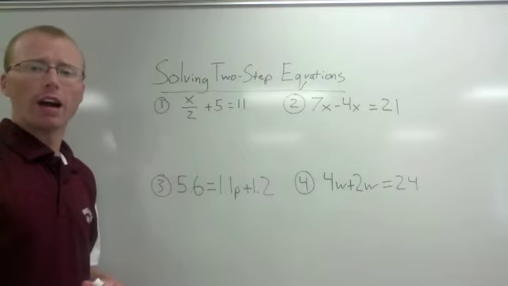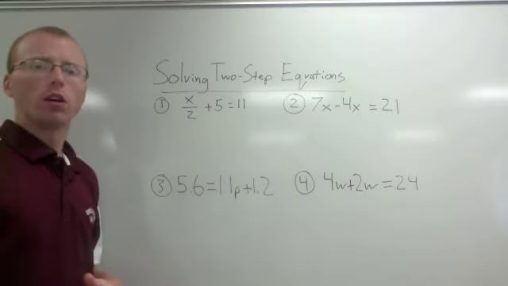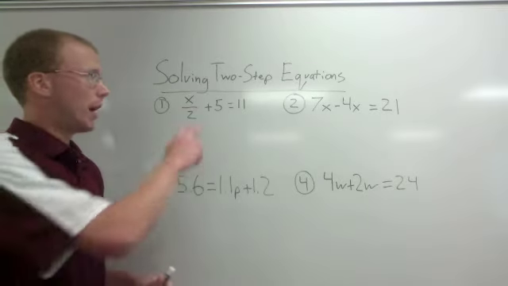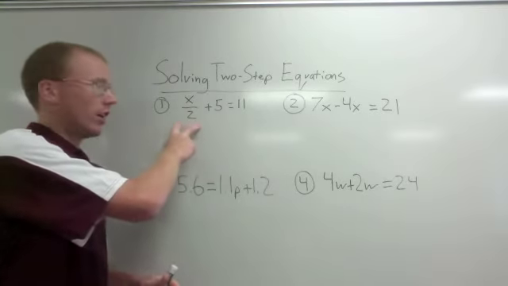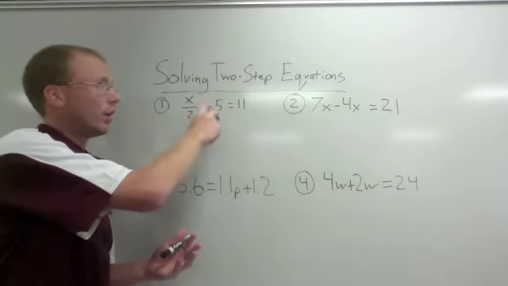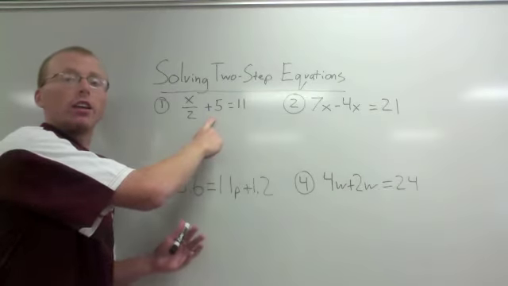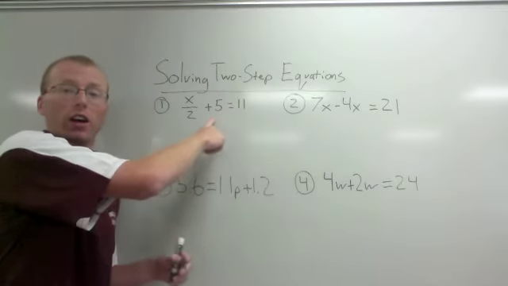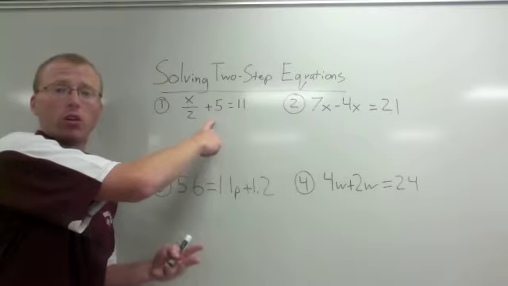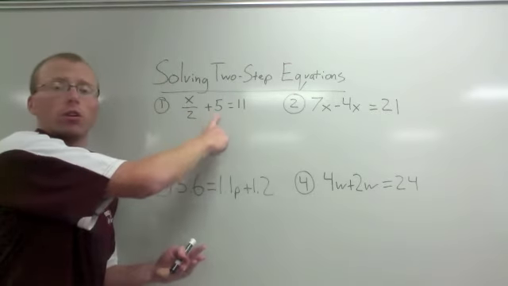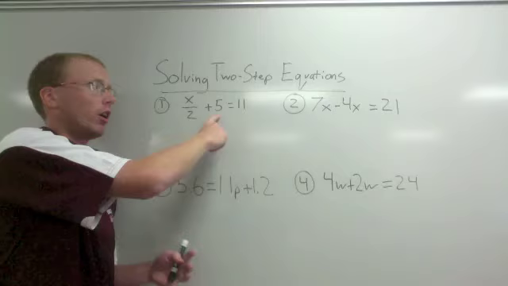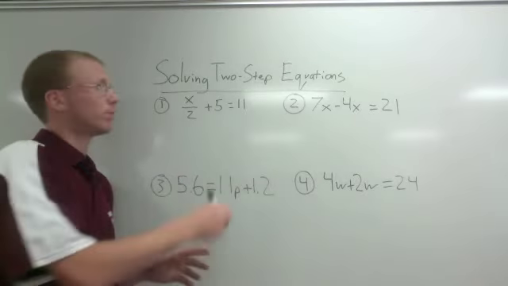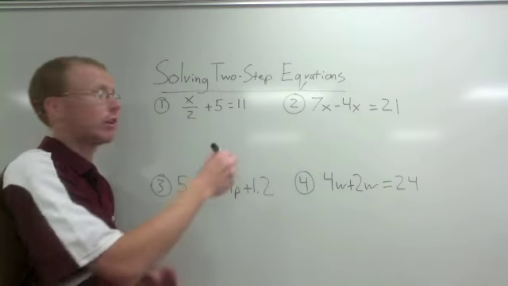Our first problem we have here is x divided by 2 plus 5 equals 11. If you notice, we have a number that is, in this case, connected to our variable. We have another number that is not connected to our variable. You always want to move the number not connected to our variable first. So in this case, we are adding 5. So to get rid of that 5, to move it to the other side, we're going to subtract it, since subtracting is the inverse of adding.